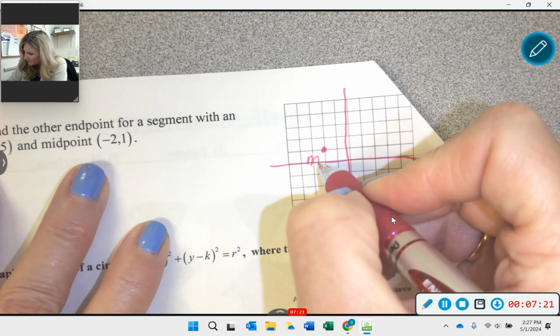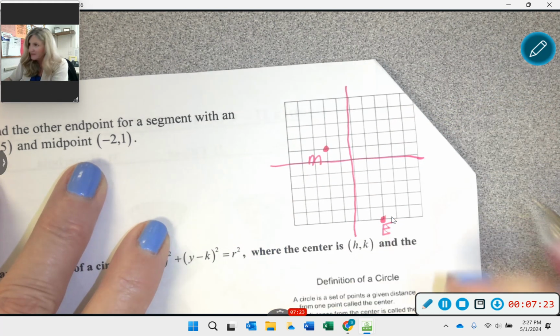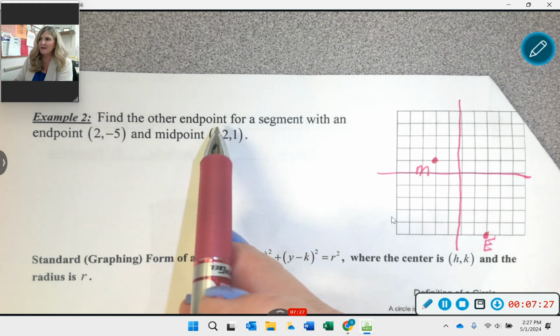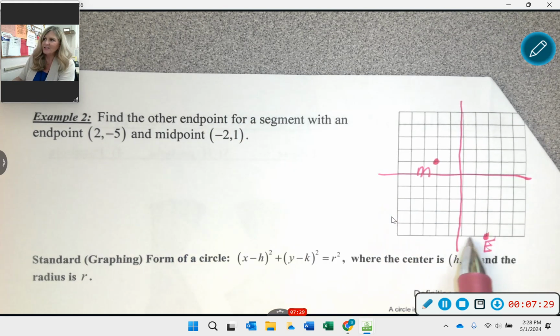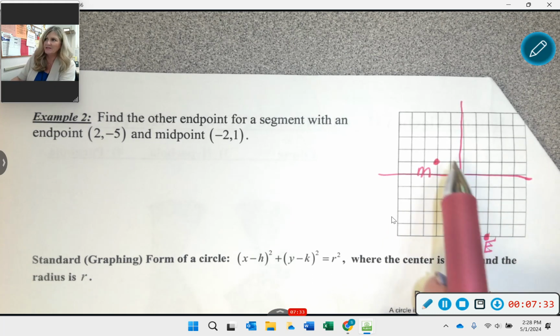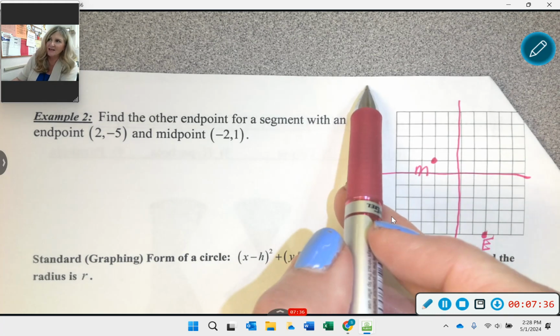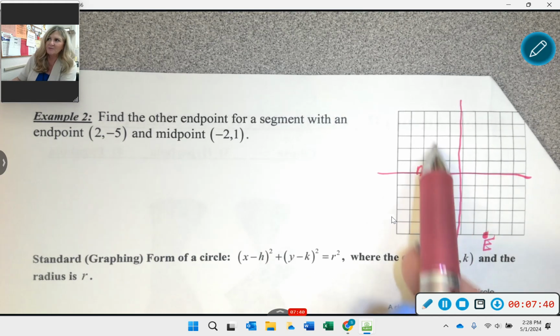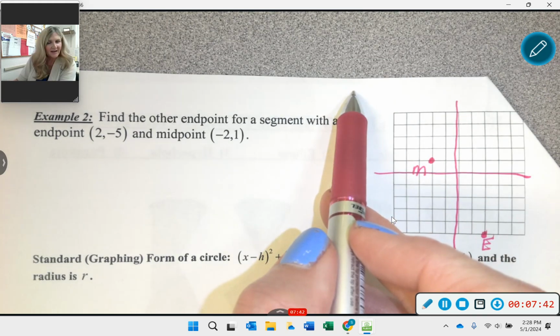So here's my midpoint, here's my endpoint. I'm trying to figure out what's the other endpoint. Which direction is that other endpoint? Is it going to be below this endpoint? Is it going to be up above and to the left of the midpoint? Can you see how the other endpoint would have to be up here somewhere, right?